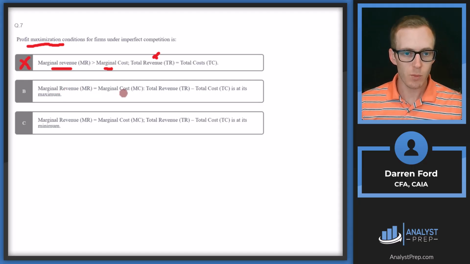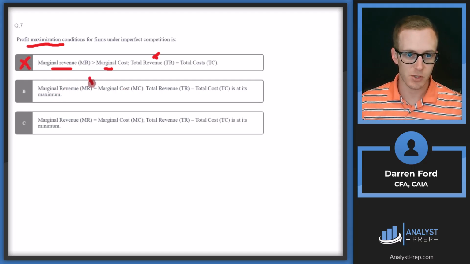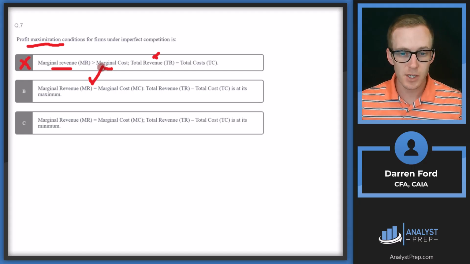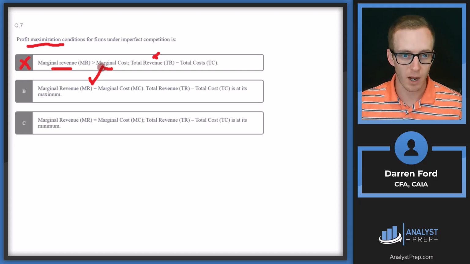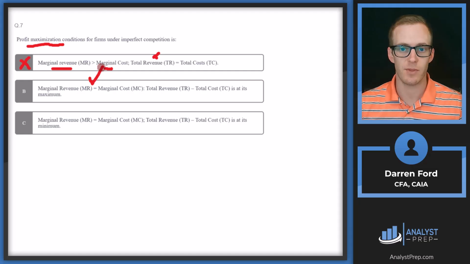B, marginal revenue equals marginal cost. Okay, that sounds better so far, because this means if I produce an additional unit, I'm not going to make any more money off of that. So I've exhausted the amount of units that I can be making to make the most profit.